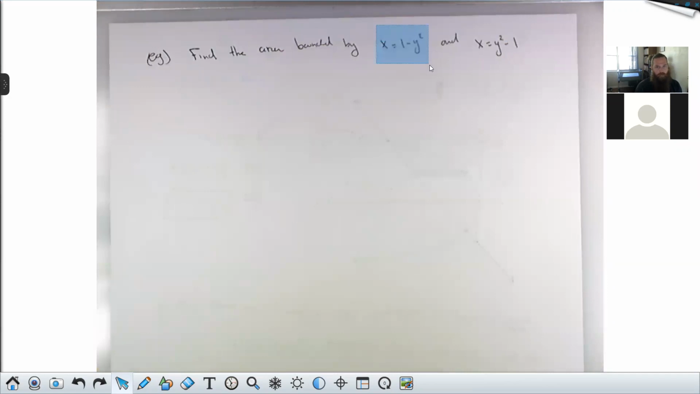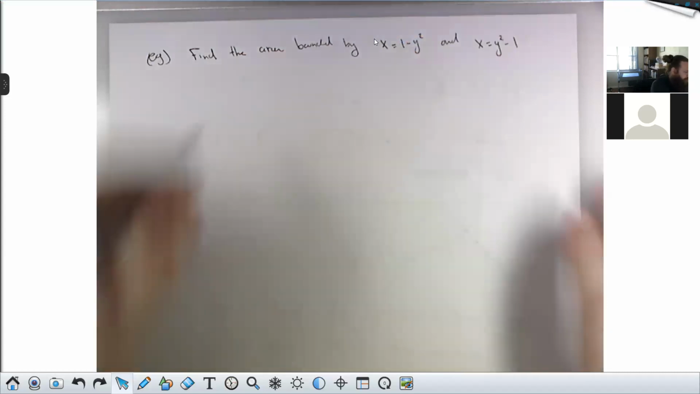The first thing we need to do is draw these graphs. x equals 1 minus y squared and x equals y squared minus 1. Does anybody know what the graph of, let's start with 1 minus y squared, looks like? Is it just down 1, but it's still that same sideways graph? So if it was just x equals y squared, we know that's that sideways parabola. It's not going to be shifted down in this case. It's actually going to be a left-right thing. But you're thinking in the correct way.